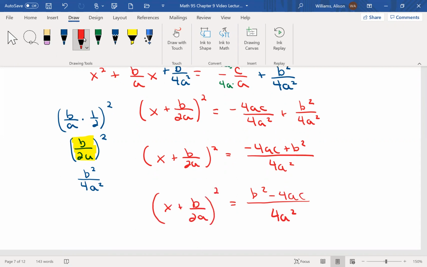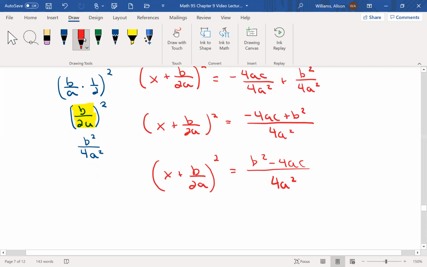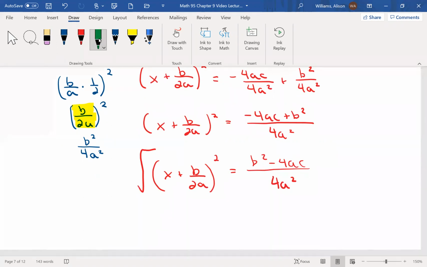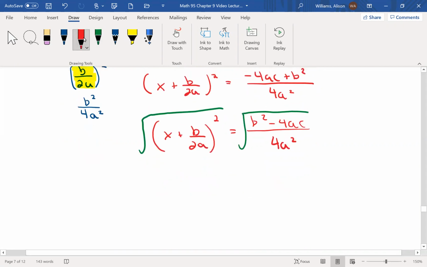Okay, so now the whole purpose of this is so that we can use the root property. So I'm going to take the square root of both sides. Oops, let me switch back. There we go. Okay, green pen. Square root of both sides. Now the left side, the squared goes away. That's the whole point of completing the square. On the right side, because we're doing a square root, I have to include a plus or minus.